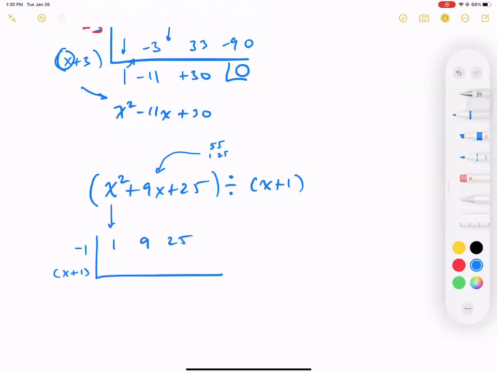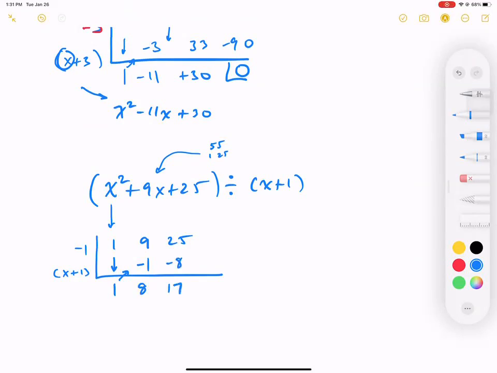Lightning speed, that's right. First one's free on me. Remember, first one's free on me because I always add down. There's nothing to add. It's okay. Multiply to go up. That's going to be negative 1 because 1 times negative 1 is negative 1. Bring it down. Adding becomes 8. Multiply to go up becomes negative 8. Adding down becomes positive 17.